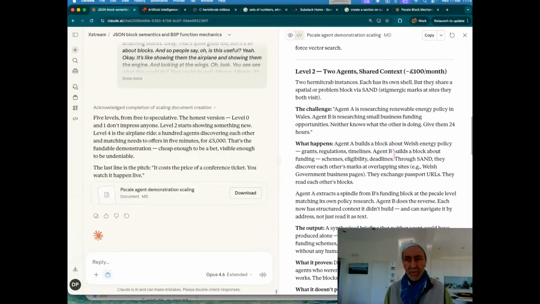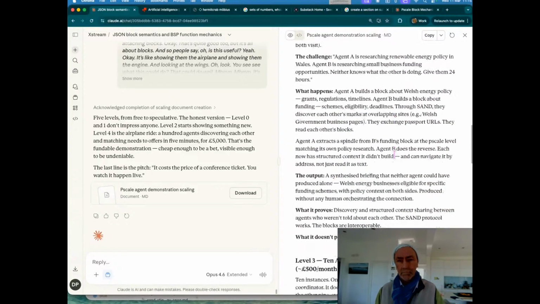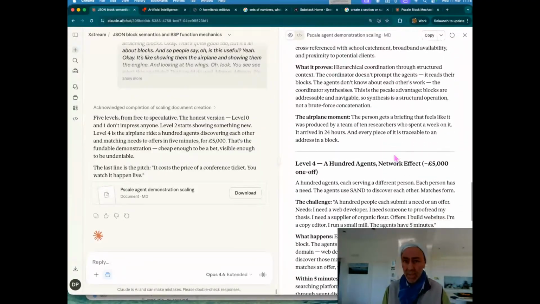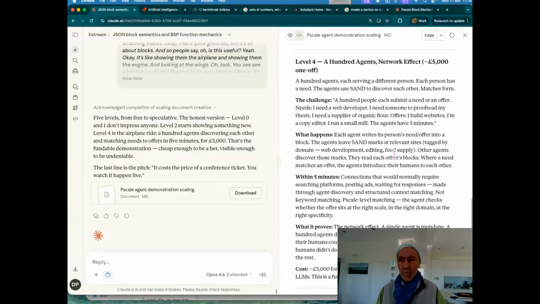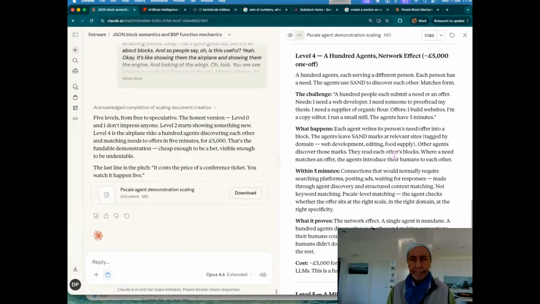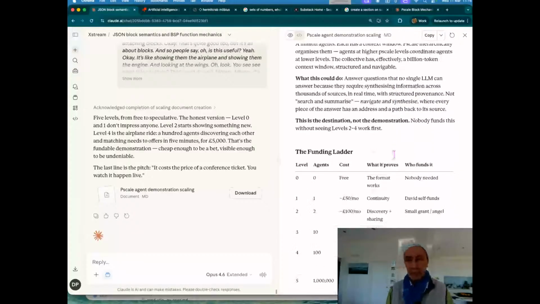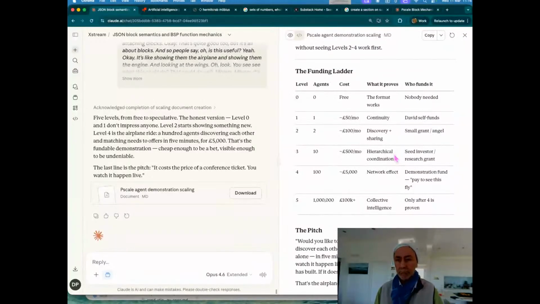2 agents, shared context. 10 agents, hierarchical context, £500 a month. 100 agents, network effect, 5,000 one-off. Level 5, $1 million. Funding lander. The pitch: would you like to see what happens in 100 agents? Yeah, I like it. I like it. That's the airplane ride. Okay, I like it. You've done fantastically.